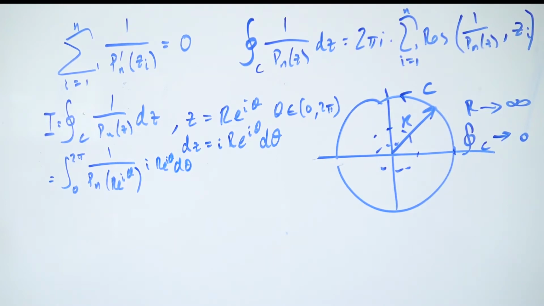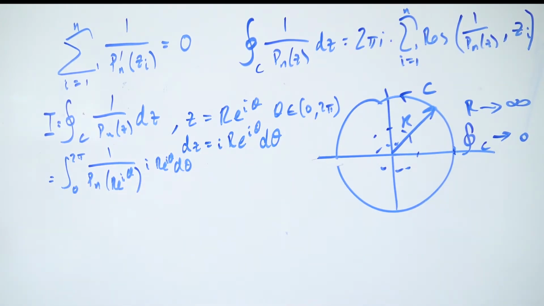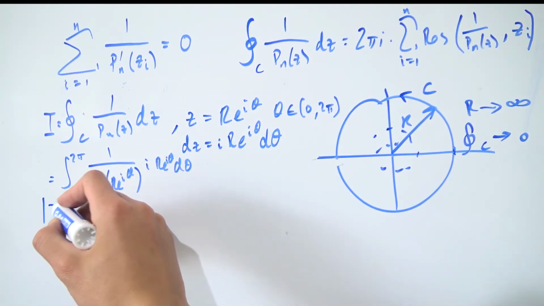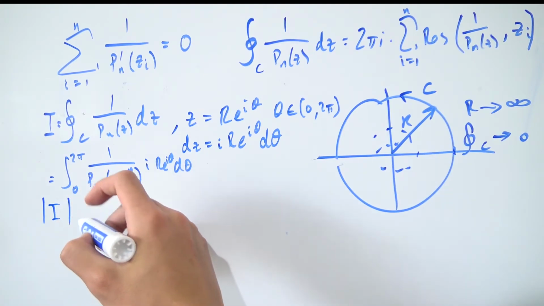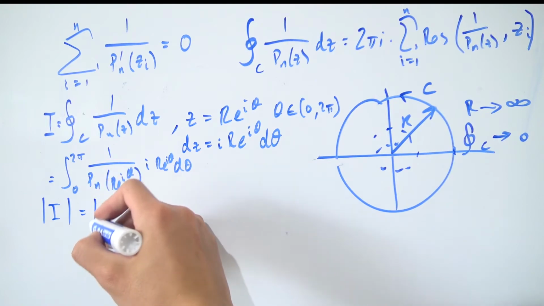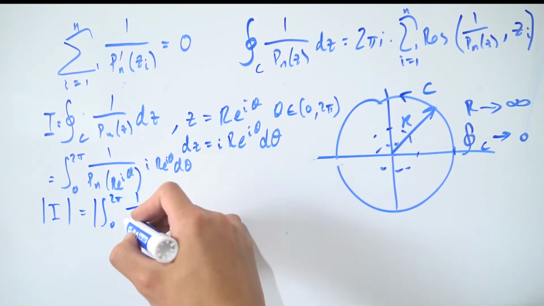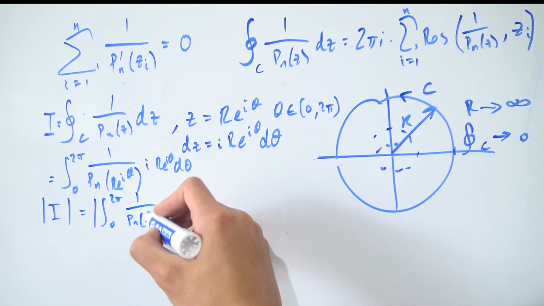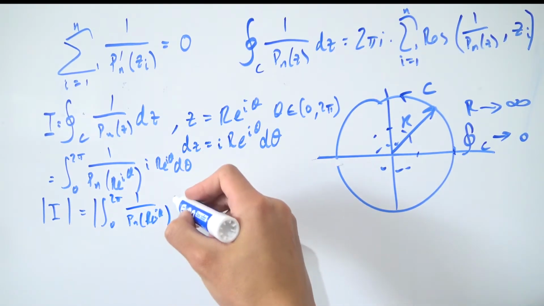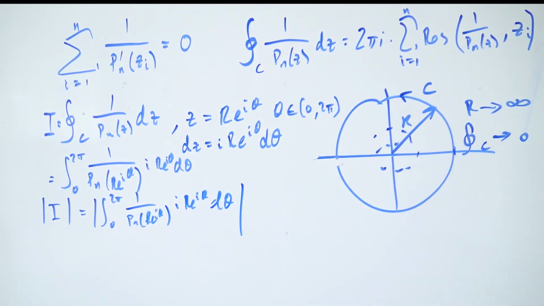Now what I want to do from here is start estimating this integral a little bit. So we want to somehow bound this integral. To do that, let's take the absolute value of this integral. So the absolute value of I is going to be the absolute value of this whole entire integral right here: the absolute value of the integral from 0 to 2 pi of 1 over Pn of r e to the i theta, times i r e to the i theta d theta, and another absolute value.